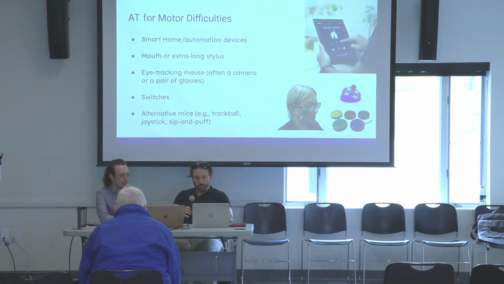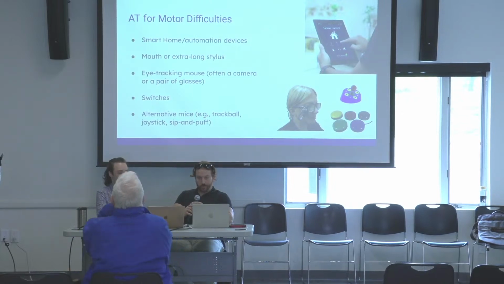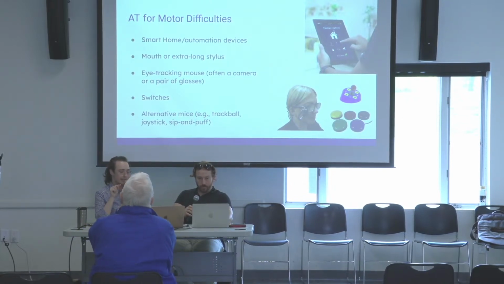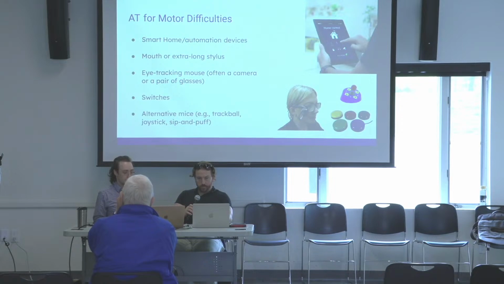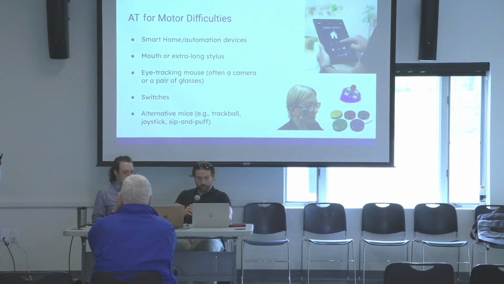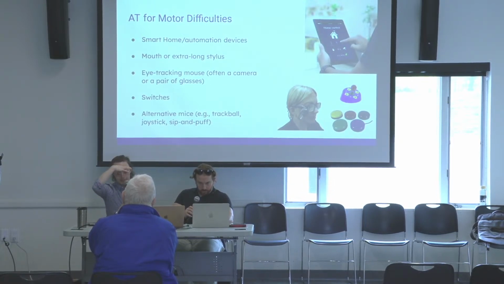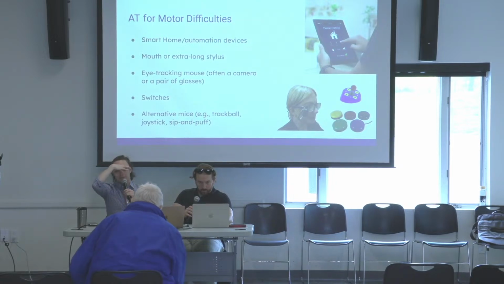Mouth stylus or extra long stylus. Some folks who have paralysis are fine just keeping something in their mouth, and that becomes their way of touching the screen, a stick that runs from their mouth to the screen. There are also just extra long styluses for people with some control, but not much. Eye tracking mouse, like we saw. It's often a camera, but sometimes it's a pair of glasses, and the eye movement detecting is happening right in the glasses.